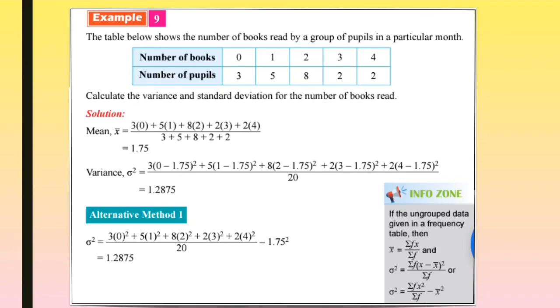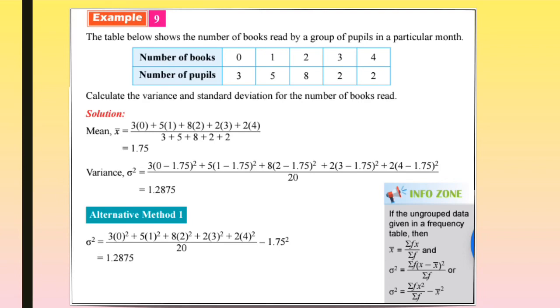Okay, alternative method: if you want to find variance, use a shorter formula. You have to take the frequency also. Frequency times the 0 square plus 5 times 1 square plus 8 times 2 square plus 2 times 3 square plus 2 times 4 square, over 20, minus 1.75 square. That is the mean. So your answer is 1.2875.